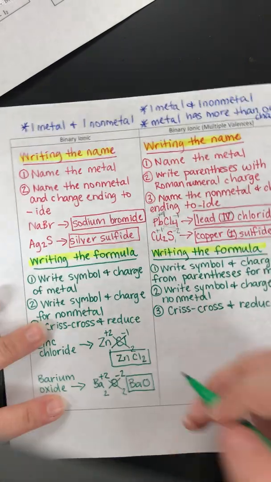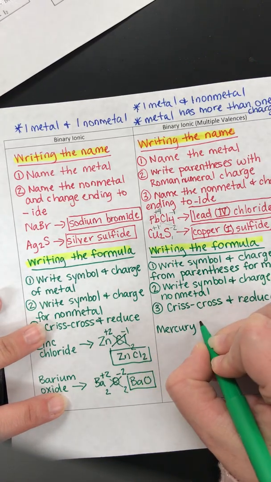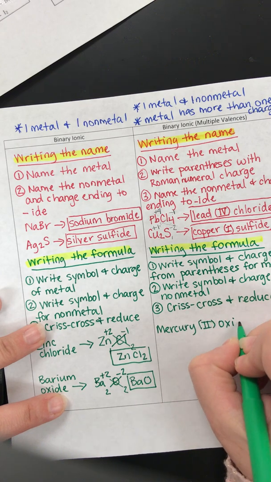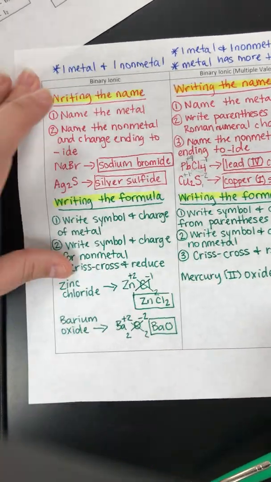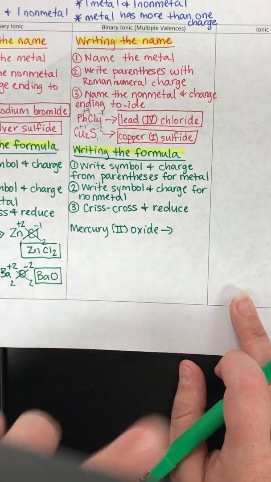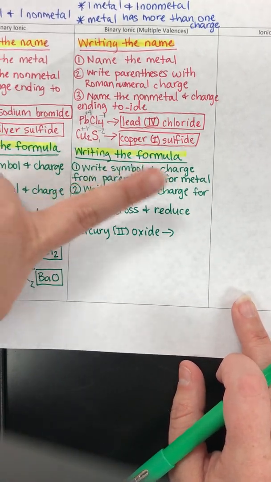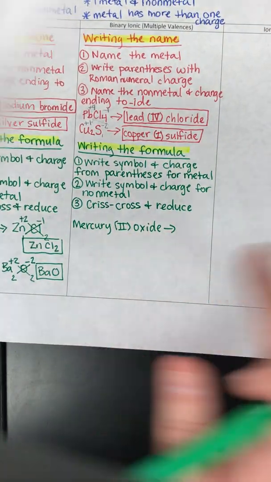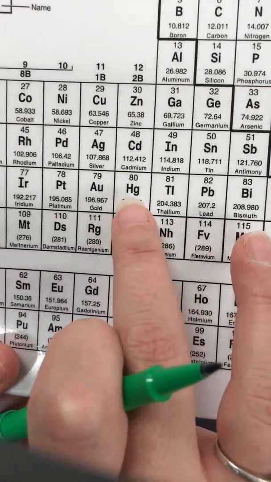So our first one is this. I'm going to write the name and then we're going to write the formula. So we have mercury 2 oxide. And we're going to write the formula. Okay, so I have the name and I'm trying to figure out what the formula is. That's what these steps are for, to write the formula. So step number 1, write symbol and charge from parentheses for the metal. So my metal is mercury. So if I come to the periodic table and I find the name mercury, I see the symbol is Hg.